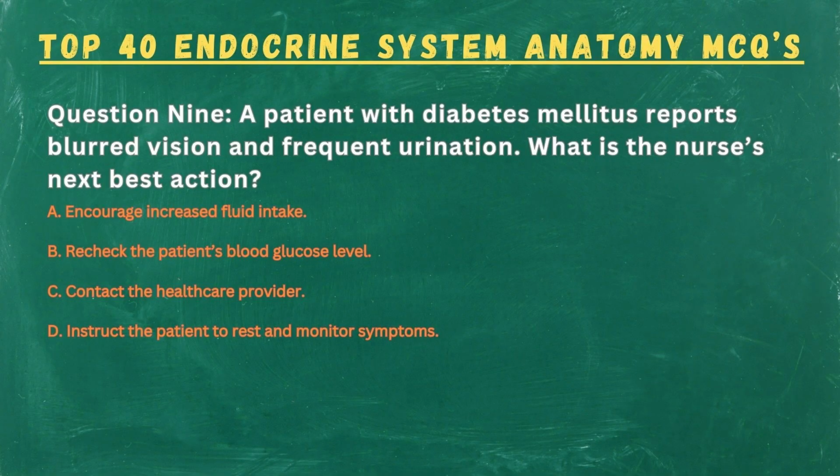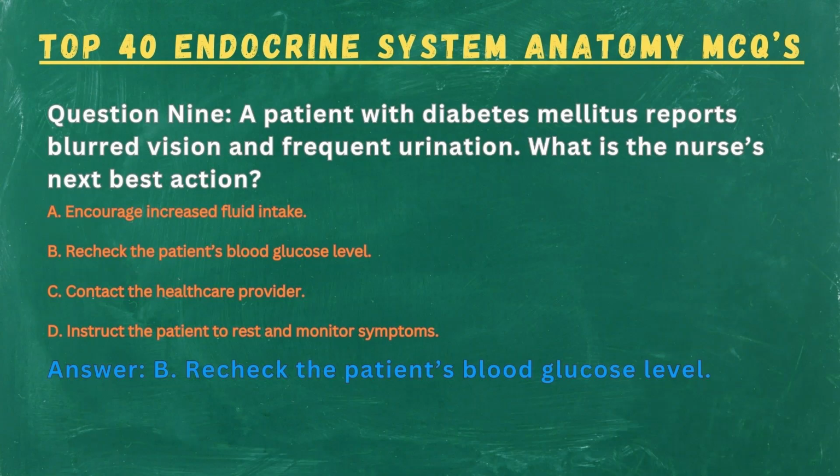Question 9. A patient with diabetes mellitus reports blurred vision and frequent urination. What is the nurse's next best action? A. Encourage increased fluid intake. B. Recheck the patient's blood glucose level. C. Contact the healthcare provider. D. Instruct the patient to rest and monitor symptoms. Answer. B. Recheck the patient's blood glucose level.